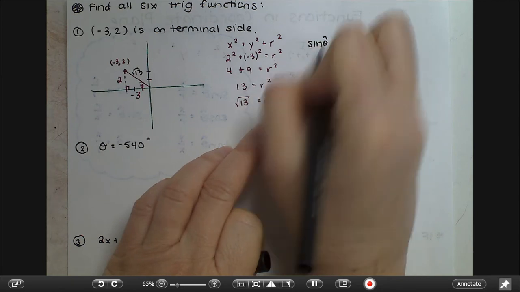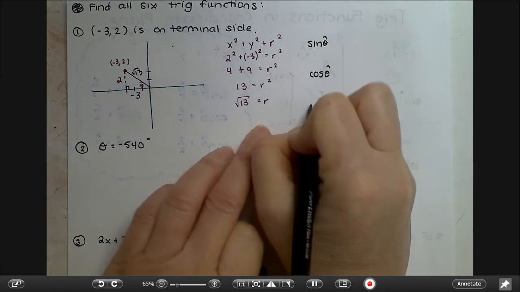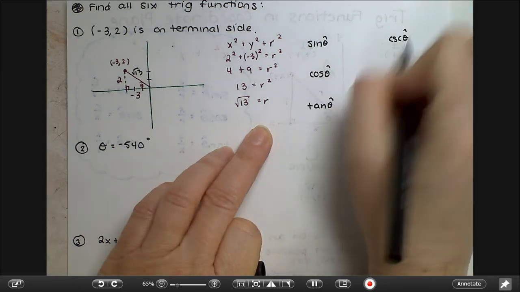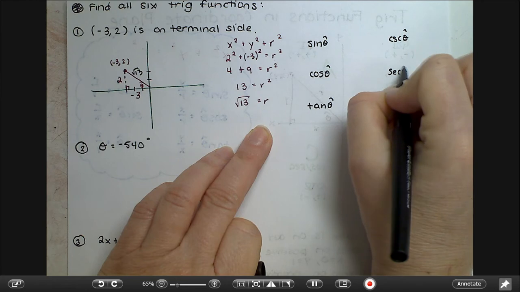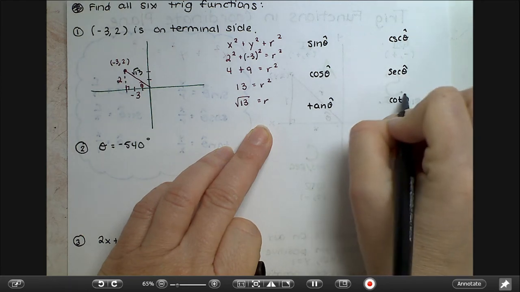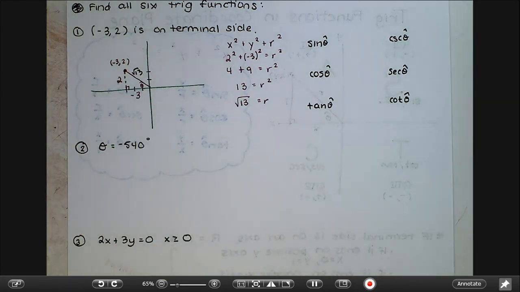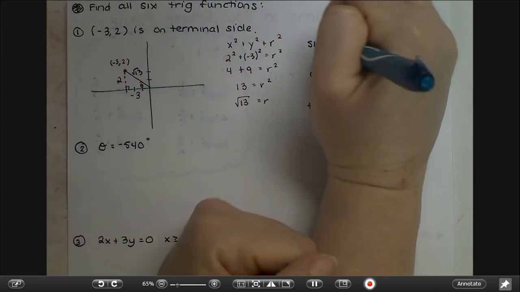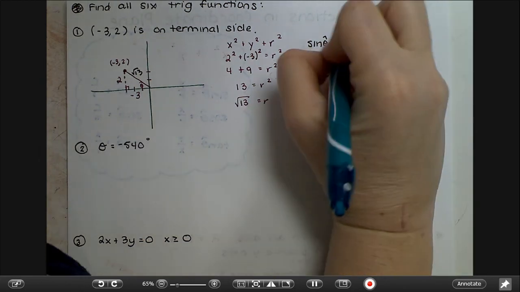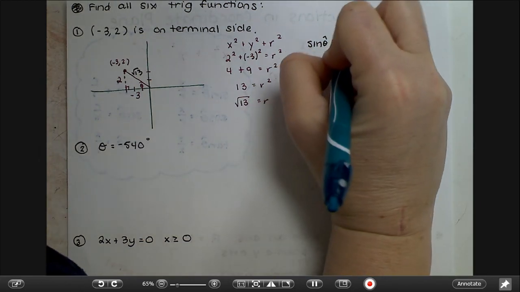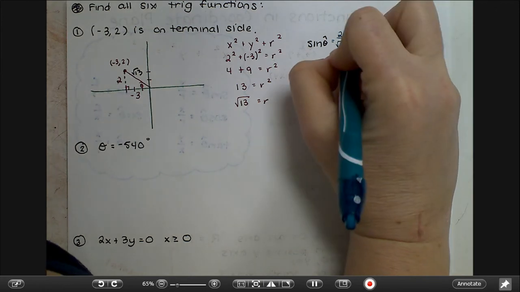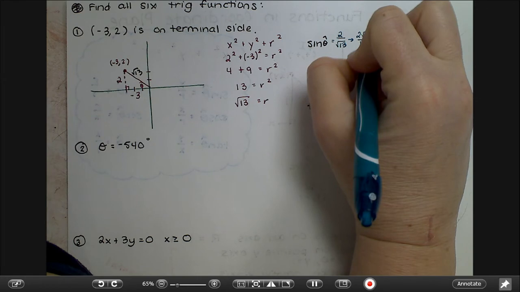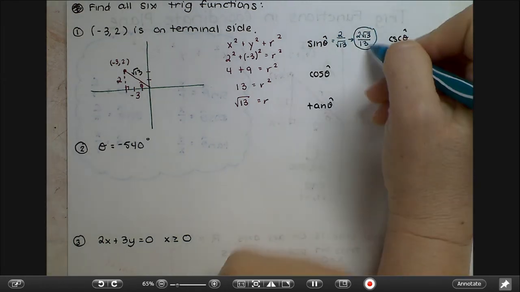Sine of theta hat, cosine, tangent, cosecant, secant, and cotangent. Now, we want these to be in simplified radical form. So make sure you're doing that as you go. Sine is opposite over hypotenuse, so 2 over root 13. Hopefully you have seen over time the pattern, so this is going to change to 2 root 13 over 13. If you have questions about that, please let me know.